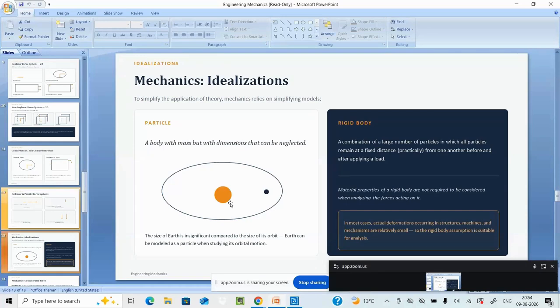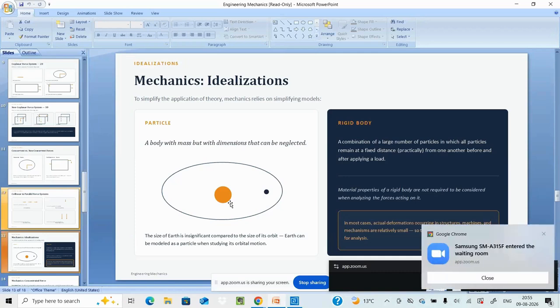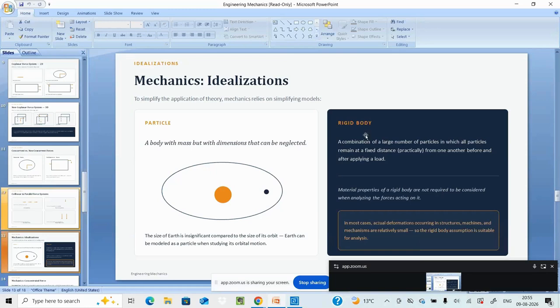As you study further, you can understand what a particle is. Suppose you're seeing a bike: if you look at the tire alone, the tire is considered a particle, in terms of which speed the tire is moving and which acceleration is applied to the vehicle. Next, after the particle, is the rigid body. A rigid body is a combination of a large number of particles in which all particles remain at a fixed distance.